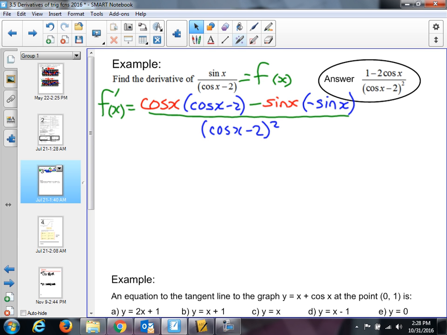I'm sorry, what's that? I just write my derivatives first. Okay, if it works for you, keep it going.